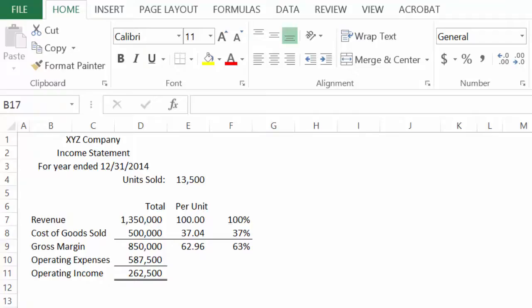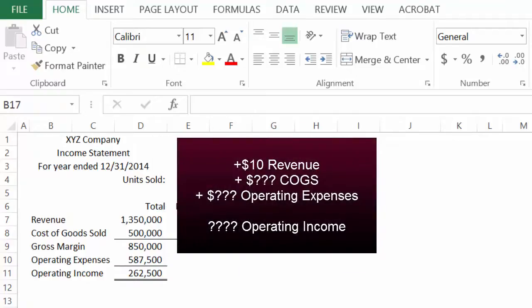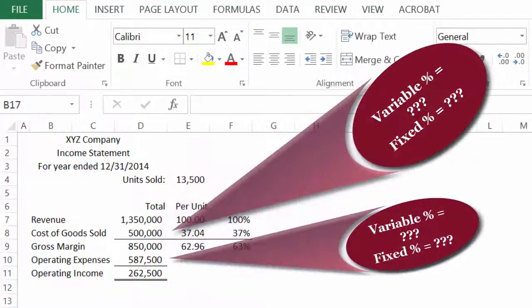However, you can't look at this income statement and understand what's going to happen if you sell an extra $10 worth of goods. If you sell another $10 worth of goods, what will happen to your cost of goods sold? What will happen to your operating expenses? What will happen to your operating income? You really don't know by looking at this. Why? Because you don't know how much of the cost is fixed and how much of it is variable.